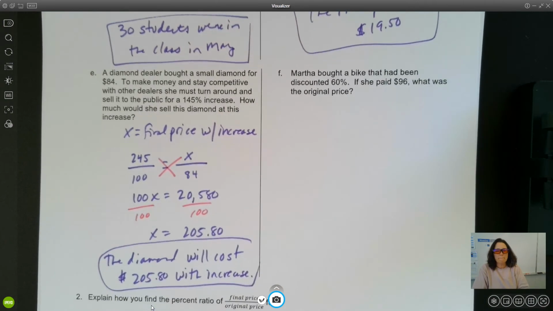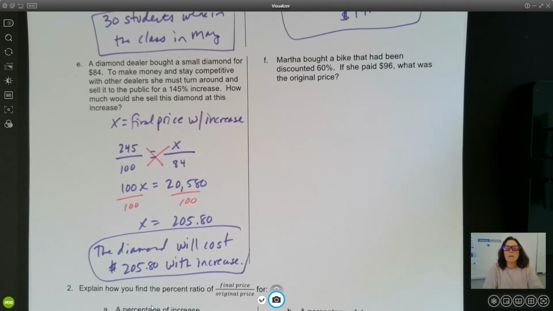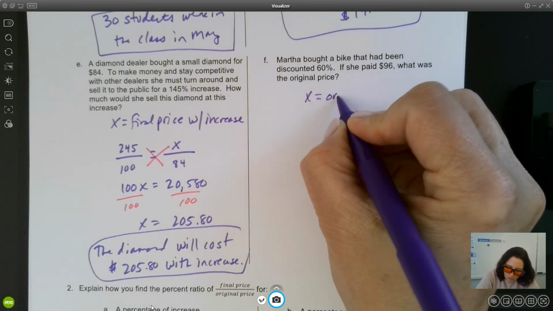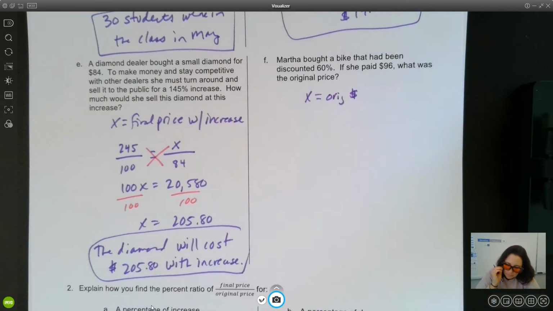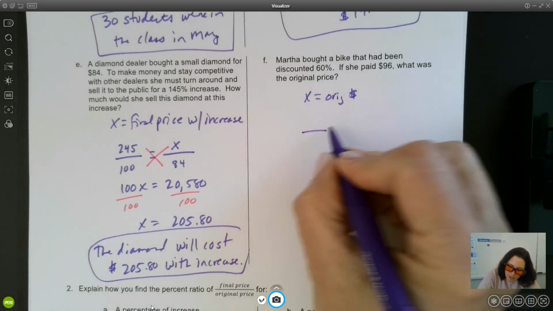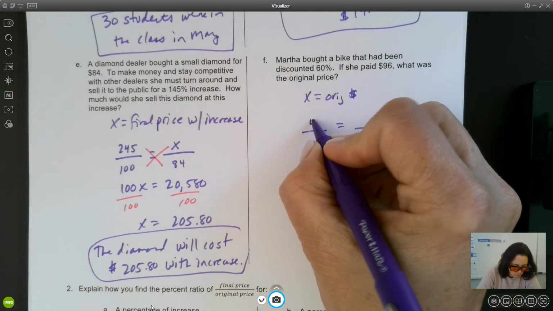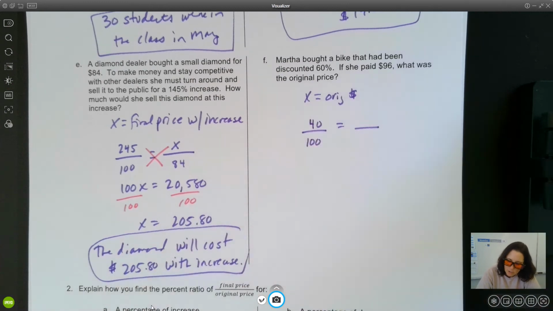All right, Martha bought a bike that had been discounted 60%. If she paid 96, what was the original price? Okay, so X equals the original price. All right, discounted. If something was discounted, we're going to subtract the 60% away from the 100. So this is going to be 40 over 100.